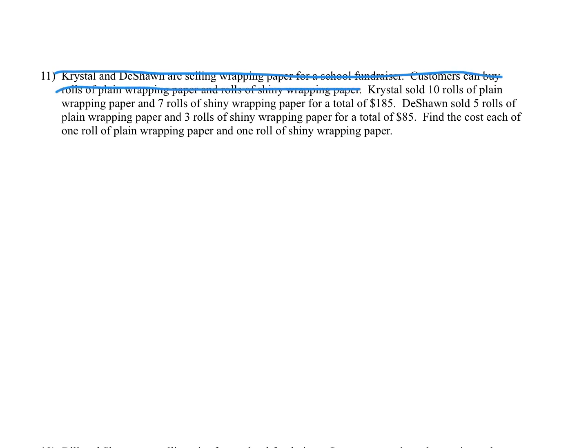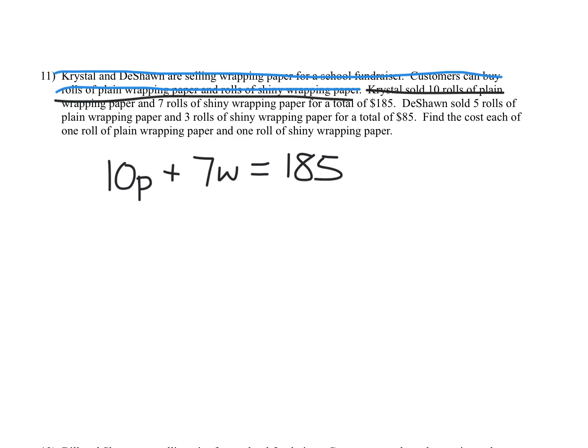Okay, so Crystal sold 10 rolls of plain wrapping paper and 7 rolls of shiny wrapping paper for a total of $185. How can I write that as an equation? 10P plus 7. Be careful if you choose S, because it looks like a 5. So I'm going to pick a W. You could pick S, just be careful. And then what does that equal? 185. Okay, I'm done with that sentence right there.